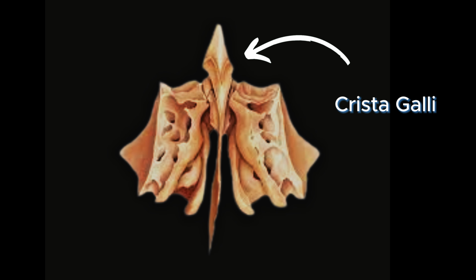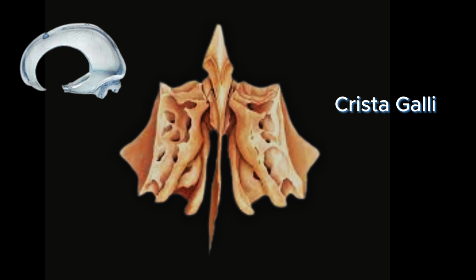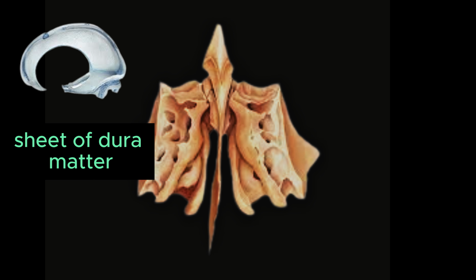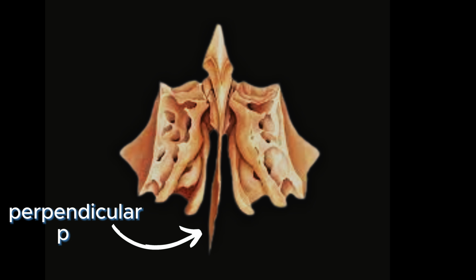Projecting superiorly from the cribriform plate is the crista galli, which provides an attachment point for the falx cerebri, which is a sheet of dura mater that separates the two cerebral hemispheres of the brain. Another projection of bone descends from the cribriform plate, the perpendicular plate. It forms the superior two-thirds of the nasal septum.